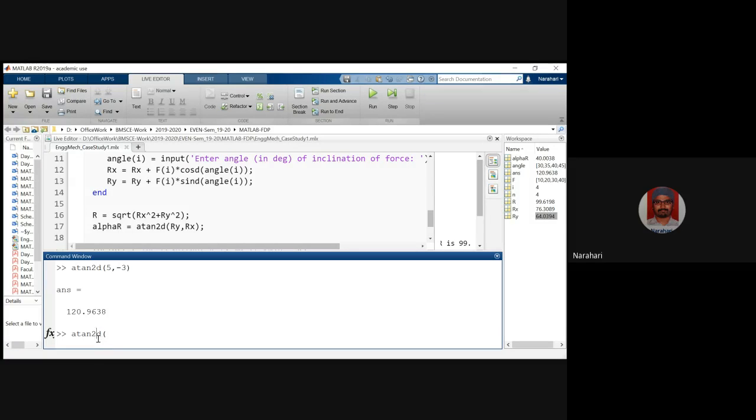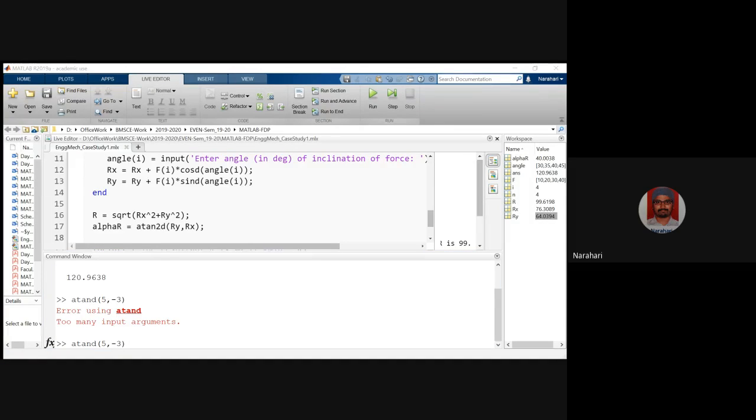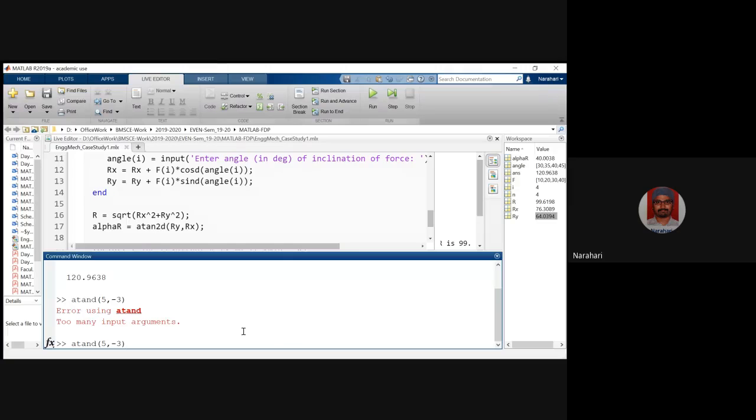But if you simply do atan d, I don't know, atan d is not functioning, I'm not sure. Let me see. Just try it. atan d is not working. atan works. Okay, arctan, it's saying too many arguments. Okay, let me do this. atan d of 5 by minus 3. See, what is this giving? This is giving minus 59.03 degrees.